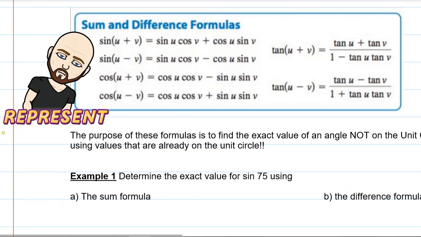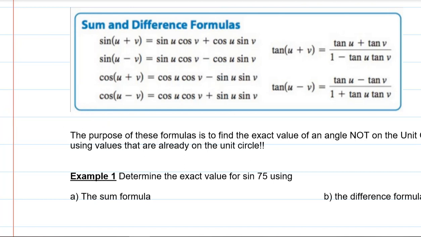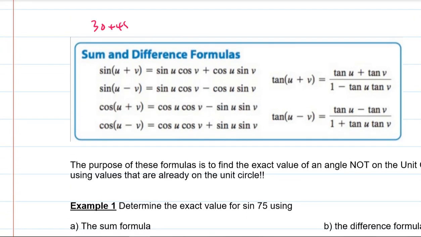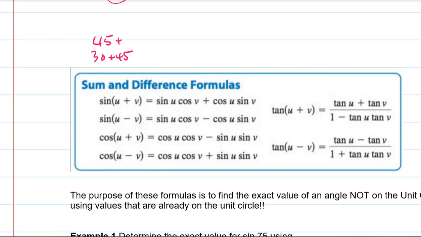Now, these formulas, man, there's a lot of them. The u's and the v's are going to represent the two different angles. If you're adding, the order does not matter. For example, when we did 30 plus 45, that gave us 75, as does 45 plus 30. However, when we're subtracting, the order does matter, because if we do 45 minus 30 compared to 30 minus 45, we get two different results. So be careful to make sure that you use the correct values in the right order.